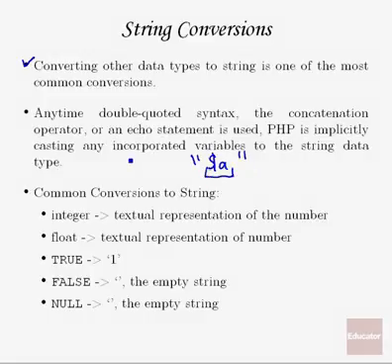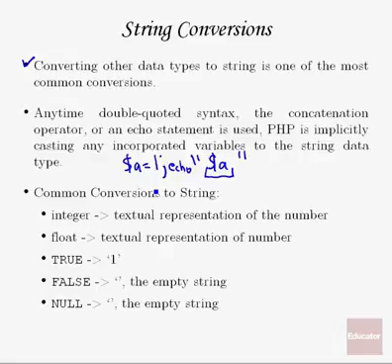So for example, if we had a equals 1, and then we echoed the variable a in between parentheses, what PHP is going to do is get the value of the variable a, which is the integer 1. It's going to cast it to the string data type because echo only knows how to print out strings, and then after that cast, it outputs it.